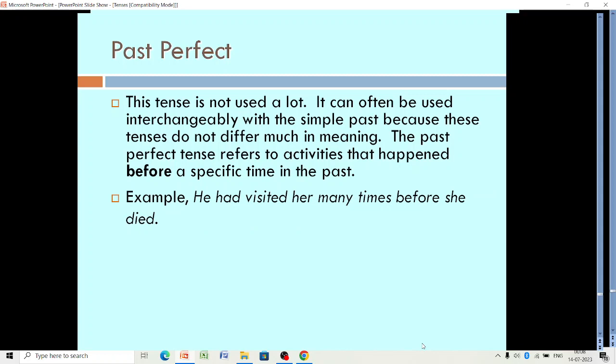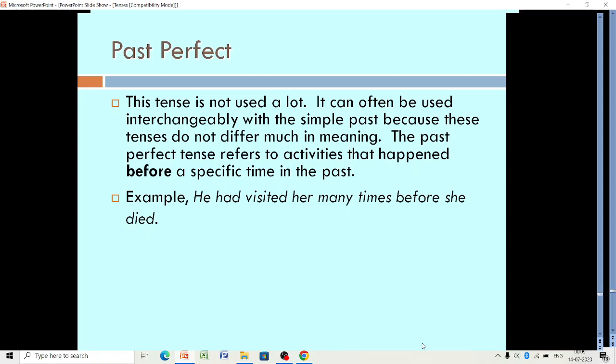Now look at the example. He had visited her many times before she died. So before she died, he had visited. So two actions happened. One happened earlier and another one happened later. The first action is expressed through past perfect, and the second action is expressed through simple past.